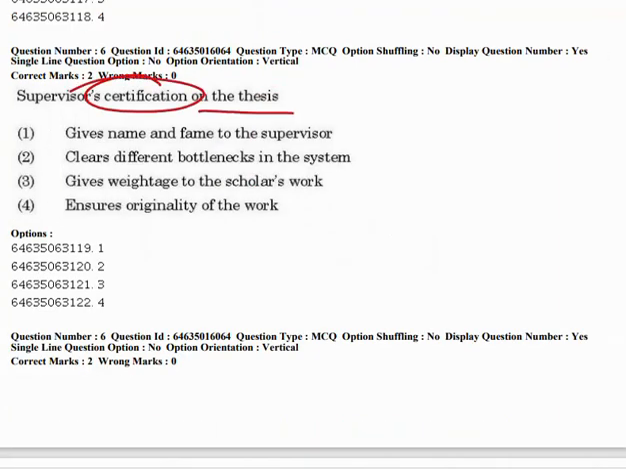Supervisor's clarification on the thesis: gives name and fame to the supervisor, clears the different bottlenecks in the system, gives weightage to the scholar's work, ensures originality of the work. The fourth one is the correct answer: ensures originality of the work.